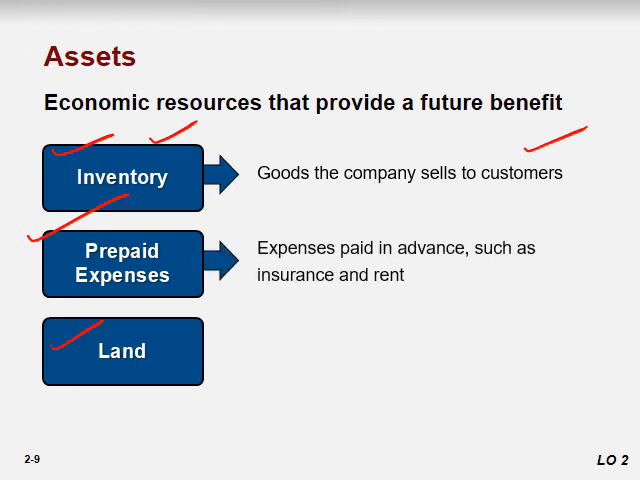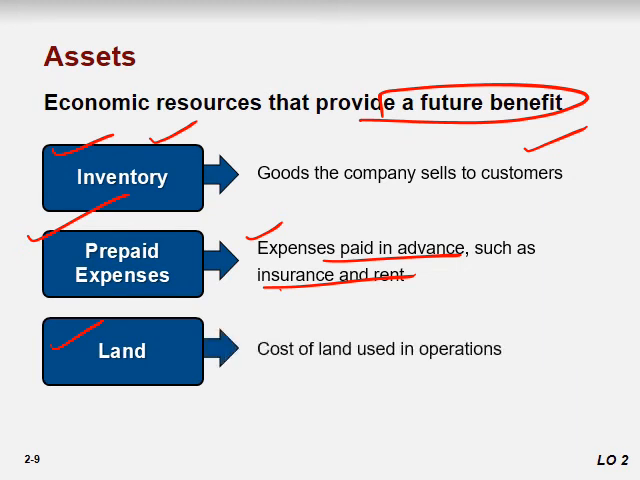What are prepaid expenses? Prepaid expenses are expenses that are paid in advance, such as insurance or rent. Rent is your expense, yes. Insurance is your expense, yes. But you paid the rent for the whole year or 3 months in advance, right? Since the consumption of the expense does not occur, you did not receive the full benefits of that expense. So we categorize it as an asset because it has future benefit for us.